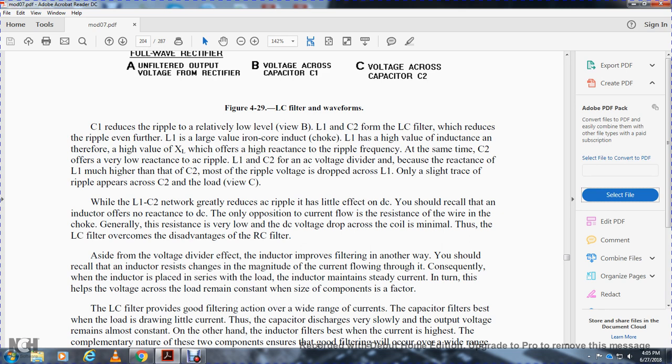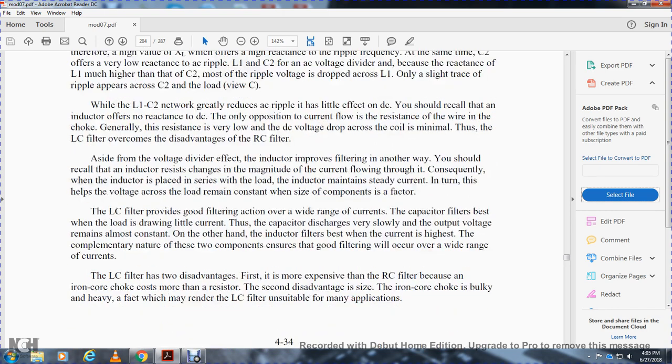The inductor L1 and capacitor C2 form an AC voltage divider, because the reactance of L1 is much higher than that of C2. Most of the ripple voltage drops across L1, and only a slight trace of the ripple appears across C2, the load. The L1 and C2 network greatly reduces the AC ripple with little effect on DC. You should recall that the inductor has no reactance to DC. The only opposition to current flow is the resistance of the wire in the choke, which is generally very low, so the DC voltage dropped across the coil is minimal.